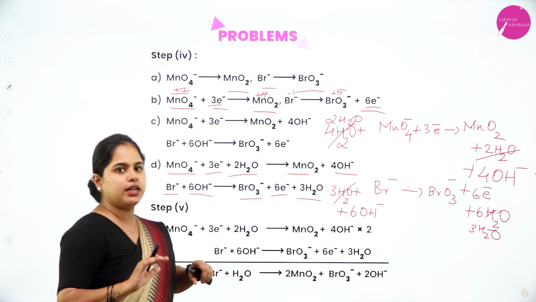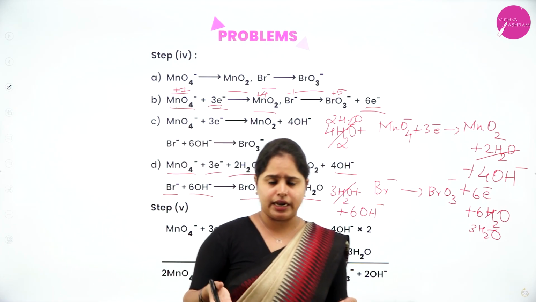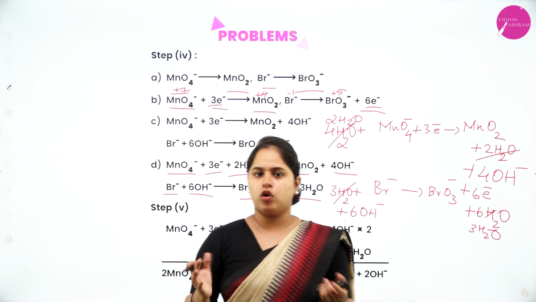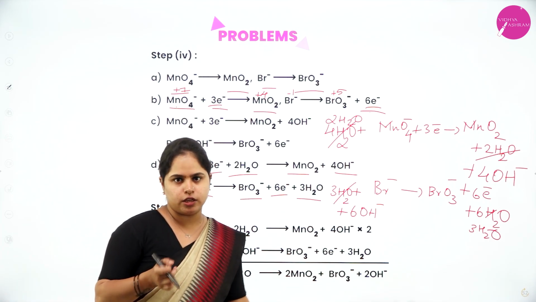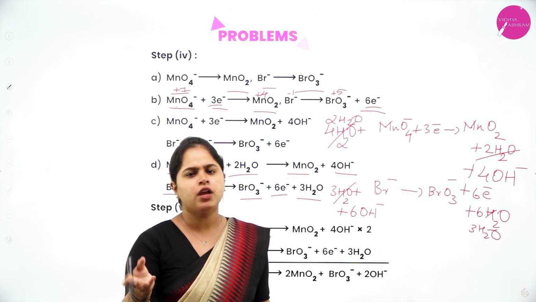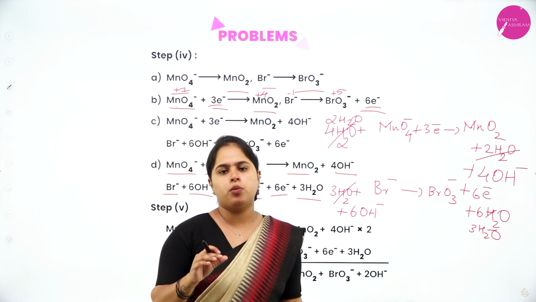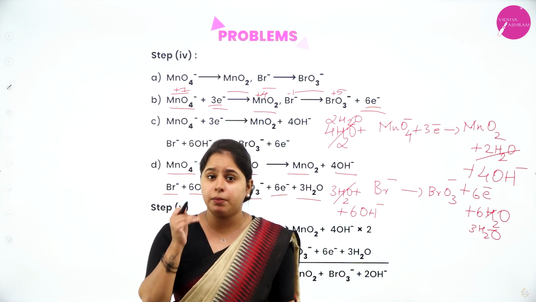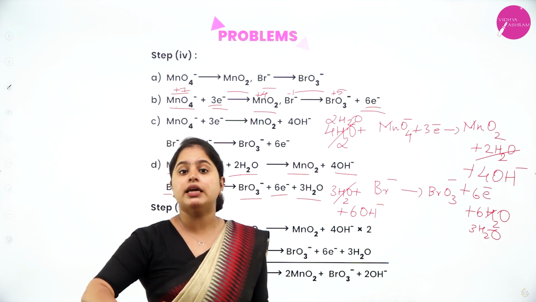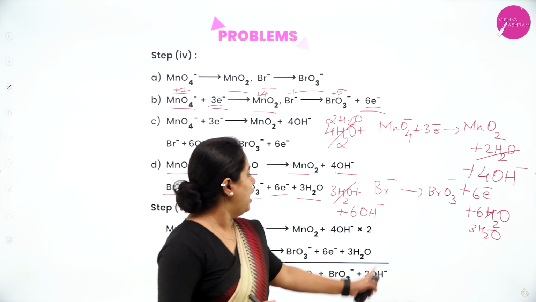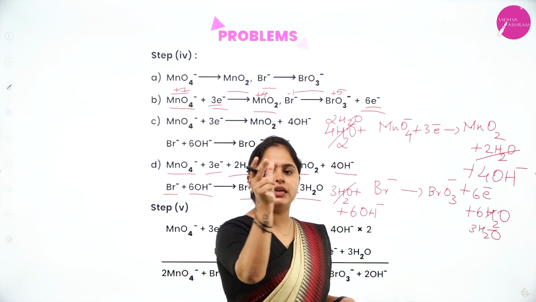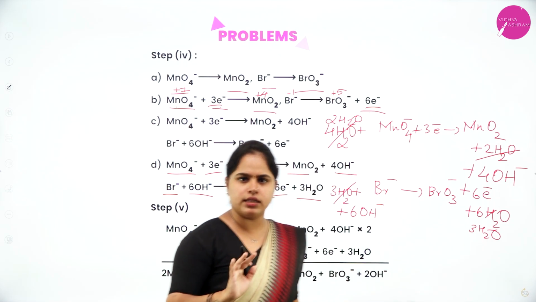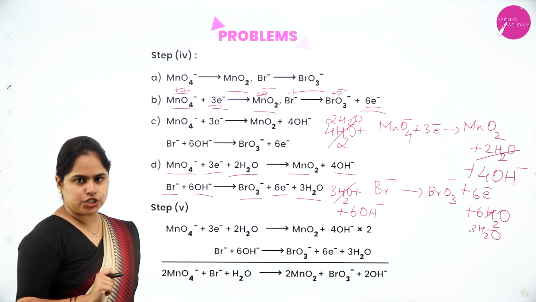Once we balance the other atoms, we have to balance the number of oxygen and hydrogen atoms. As it is in basic medium, we are doing it in this form. If it was acidic medium, you just have to add the appropriate number of H plus ions. But in basic medium, you have to add it in the form of water molecules itself, and the exact number of water molecules that you have added, that exact number of OH minus you have to add on the other side. Okay, so this is the reaction you are getting.